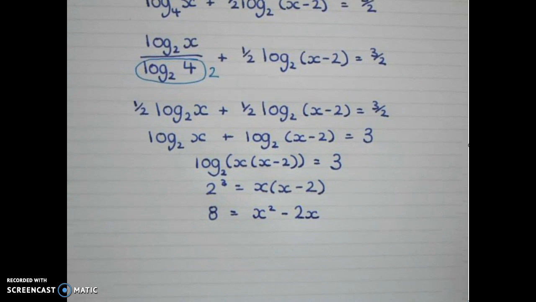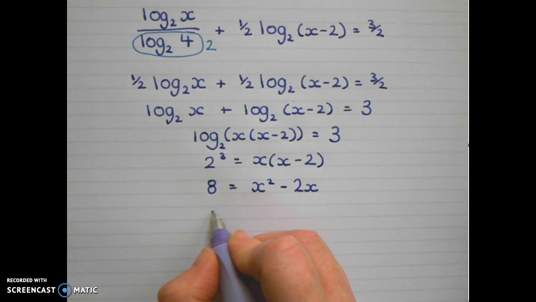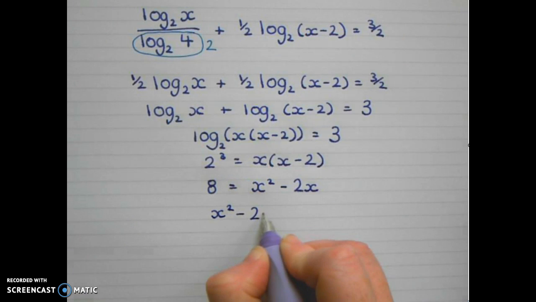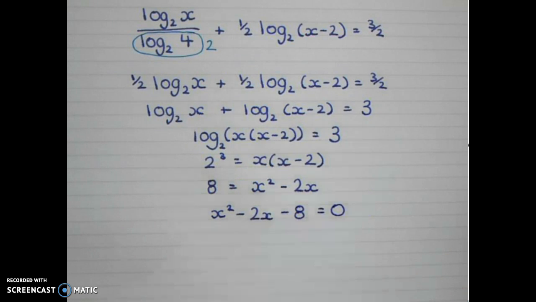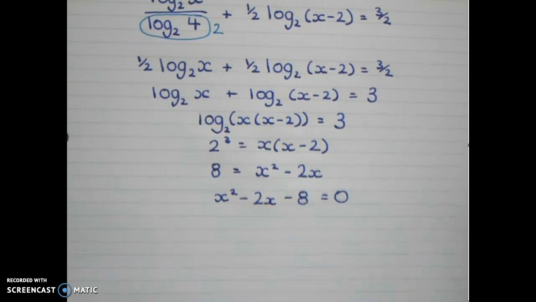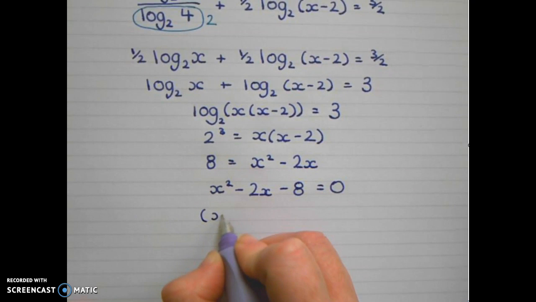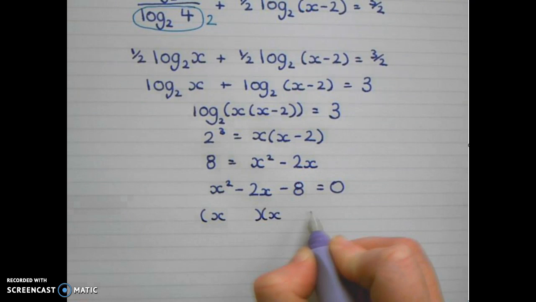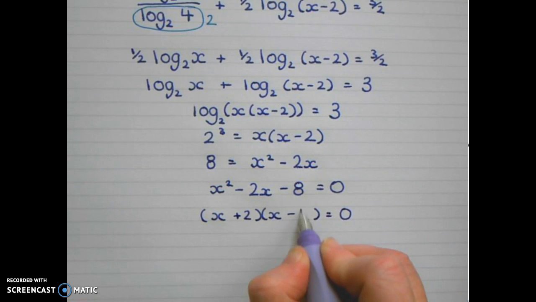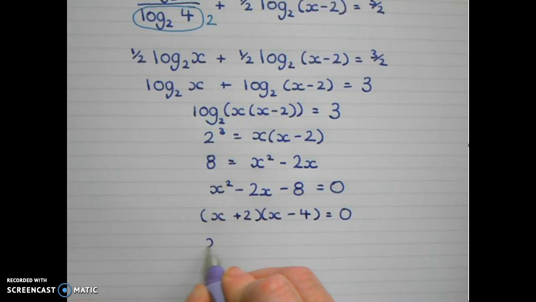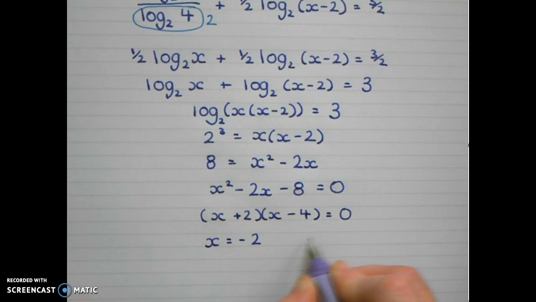And if we've got a quadratic to solve, I'm going to have x squared minus 2x minus 8 equals 0. And I can solve that by simply factorising. Two numbers that multiply to give minus 8 and add to give minus 2 are 2 and minus 4. So either x equals minus 2 or x equals 4.